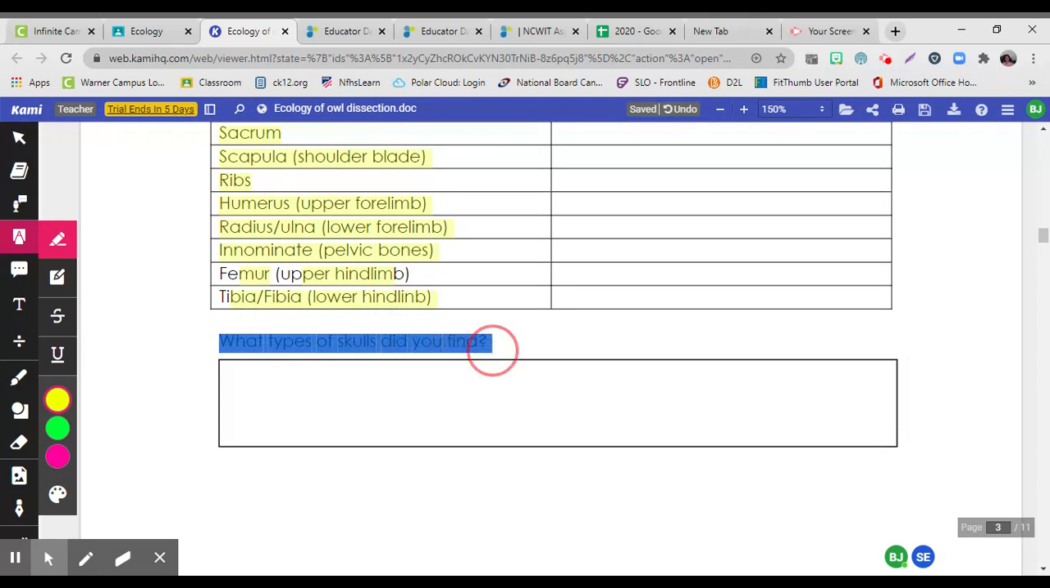What types of skulls did you find? Locate the specific species on the chart and tell the specific types of skulls that you find. This completes step 1 of your procedure.